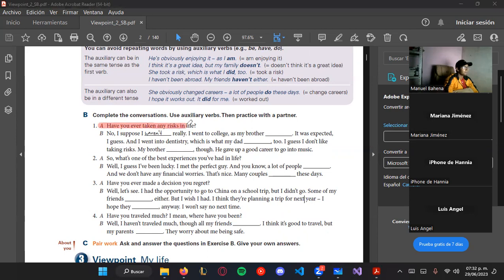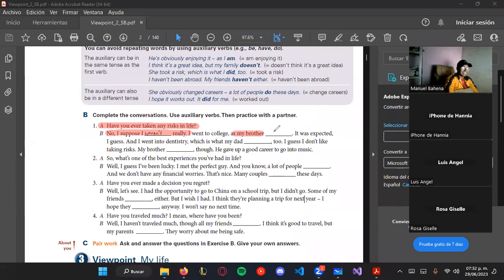Letter A. Okay, have you ever taken any risk in life? Okay, what does that mean, Rosa? Have you ever taken any risk in life? Que si alguna vez has tomado algún riesgo en tu vida. Yes. Continue reading. No, I suppose I haven't really. I went to college as my brother. As my brother, what?